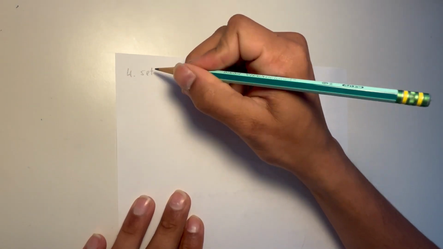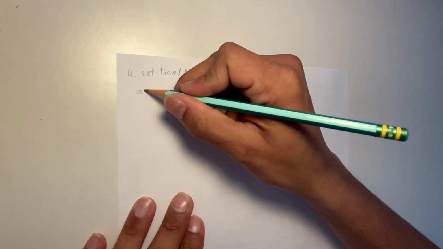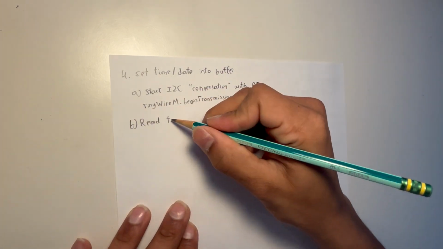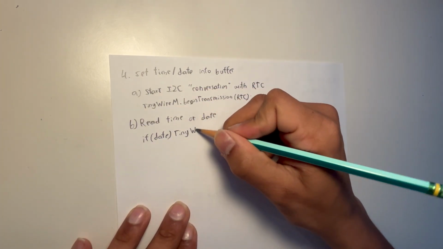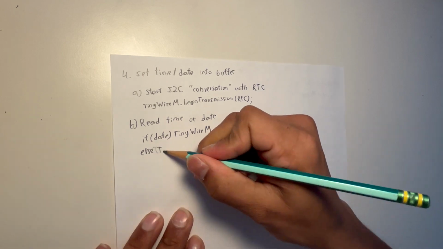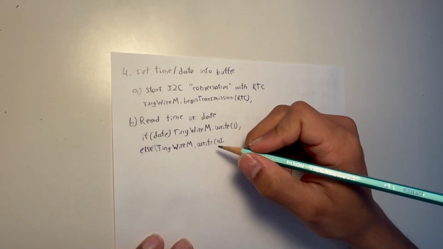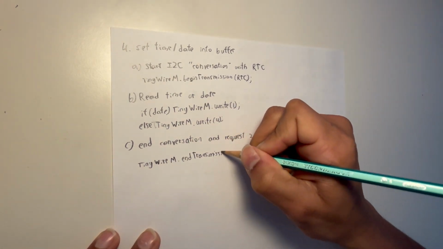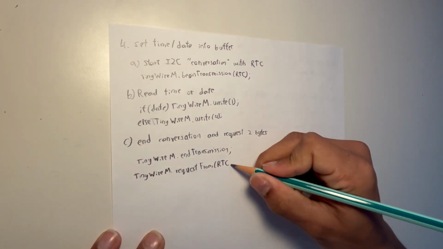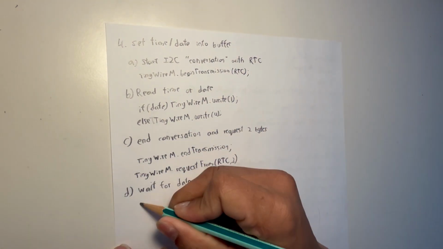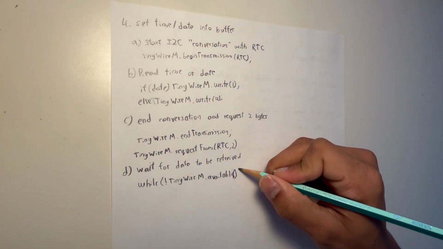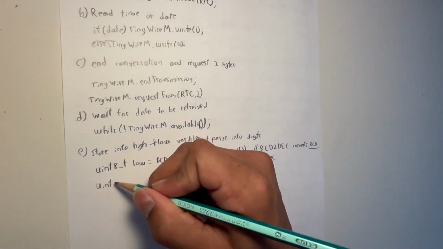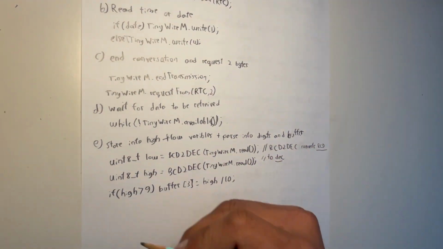Once the brightness is set, the time or date is written to a buffer. To do this, a wire conversation is started with the RTC. Then, if date is 1, the MCU starts reading from register 1, which is time, but if date is 0, it reads from register 4, which is date. Next, it ends the transmission and requests 2 bytes, either minutes and hours or date and month. Then, the MCU waits until the data has been placed into the data buffer. The high and low bytes are then stored into variables and parsed into a buffer 1 digit at a time.